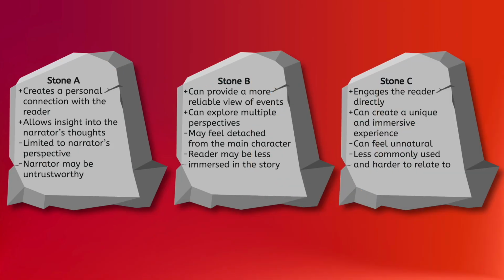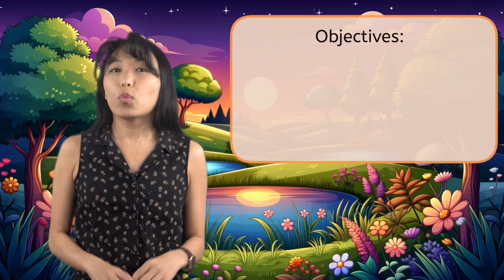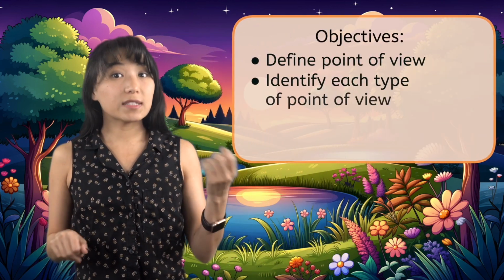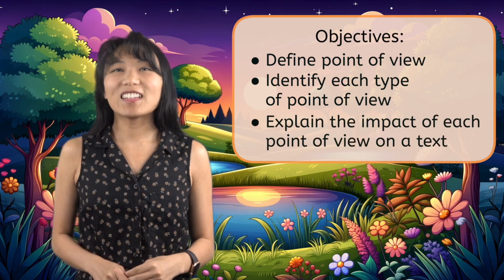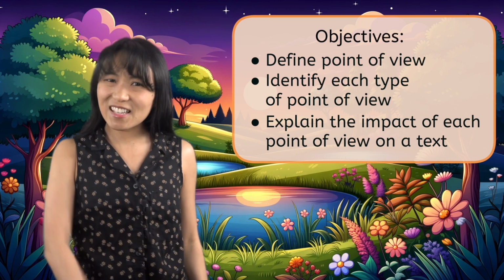There are 3 engraved stones attached to the letter. It looks like we need to match the story told by each pond with its point of view and put the stone that lists the impacts of that point of view in it. To complete this task, we'll need to define point of view, identify each type of point of view, and explain the impact that each has on a text. Let's get started.